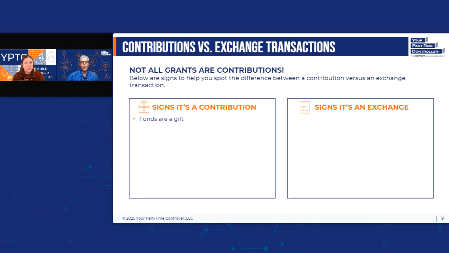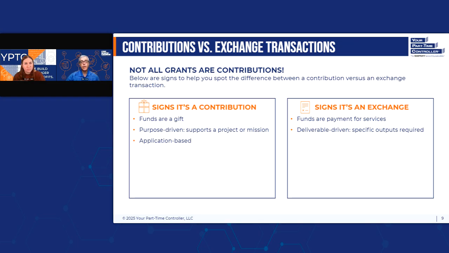Contributions are gifts, whereas exchanges are transactional. You're being paid to deliver something specific. Second, grants that are contributions usually support a specific project or align with your organization's mission, not just any activity. In an exchange or contract agreement, it spells out what you must produce or perform. Another sign it's a contribution is you typically apply for grants that are considered contributions through a formal proposal outlining your goals, methods, and intended impact. Exchanges involve detailed negotiations on scope, timelines, and penalties for non-performance.